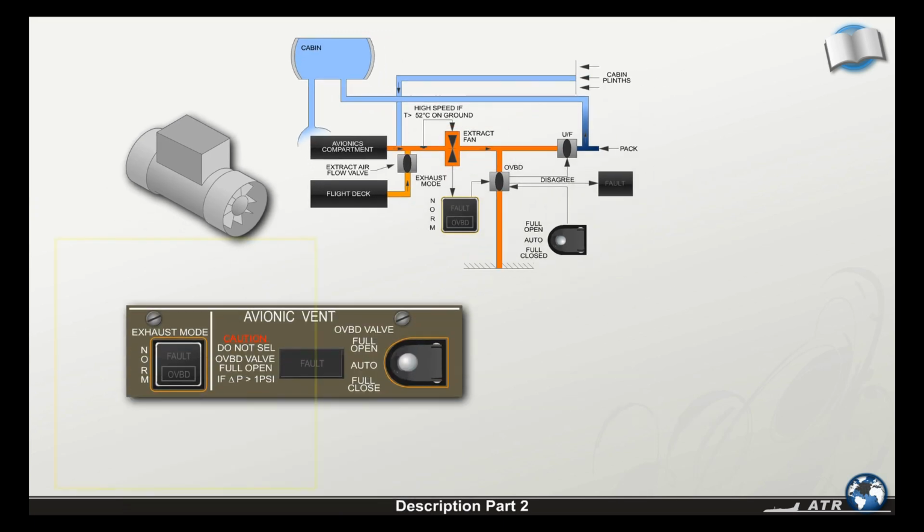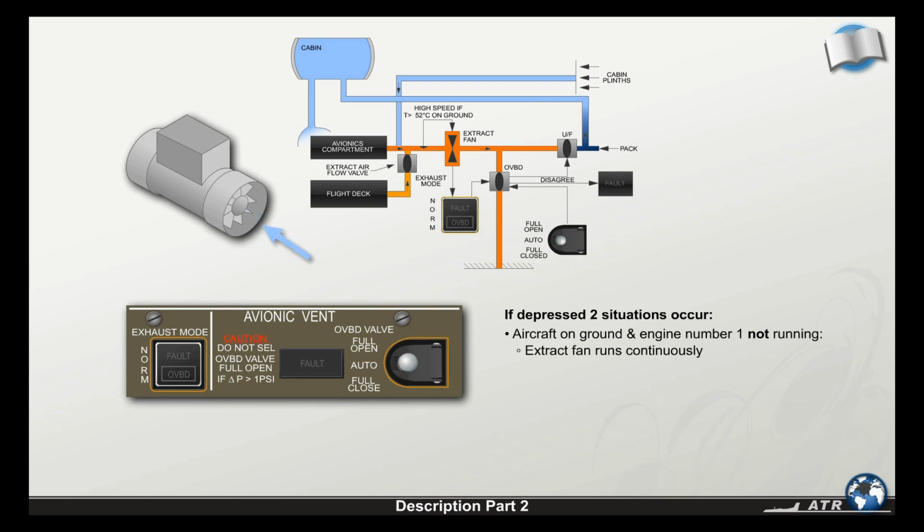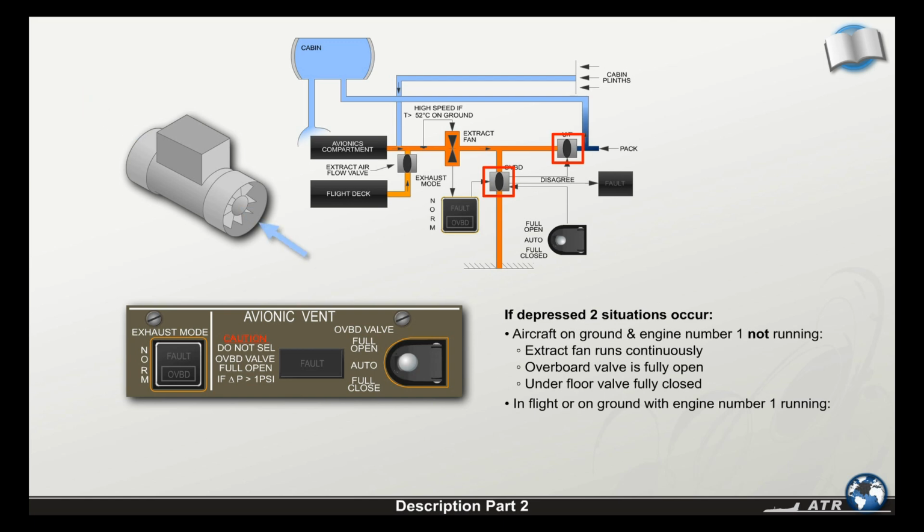The extract fan is controlled by the exhaust mode push button. Its normal position is depressed, and two different situations occur. When the aircraft is on ground and engine number 1 is not running, the extract fan runs continuously. The overboard valve is fully open and the underfloor valve fully closed. In flight or on ground with engine number 1 running, the extract fan runs continuously. The overboard valve is fully closed and the underfloor valve fully open.